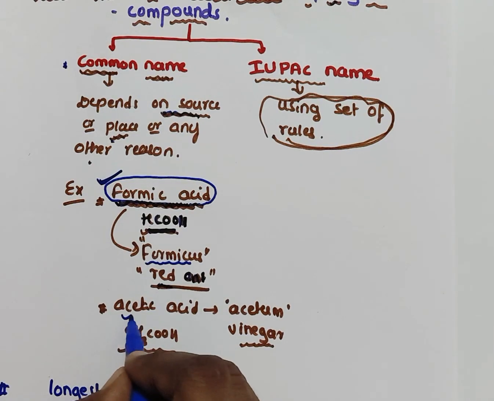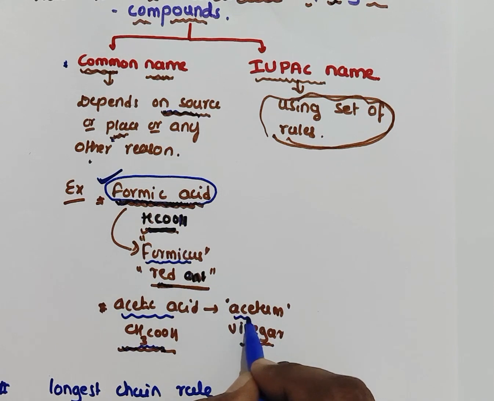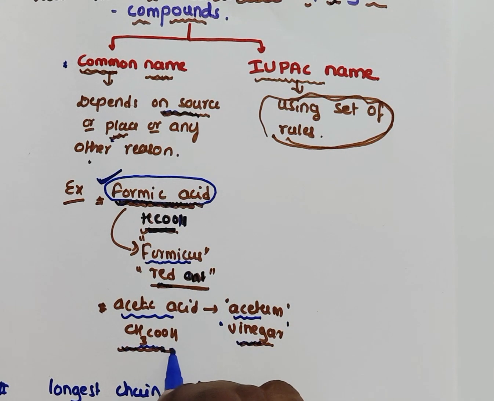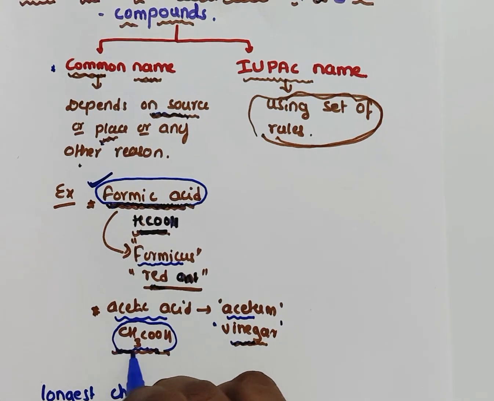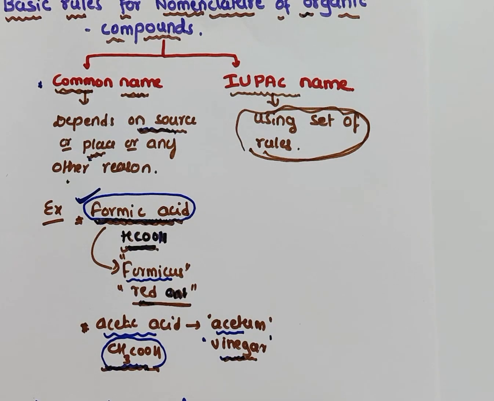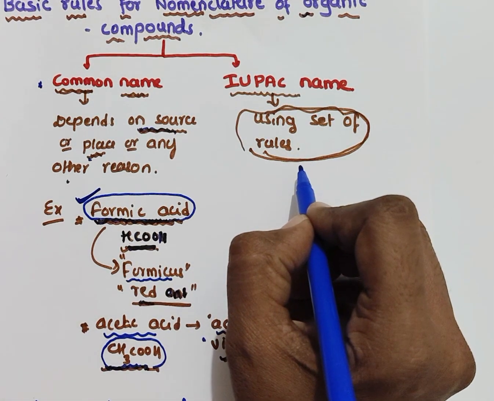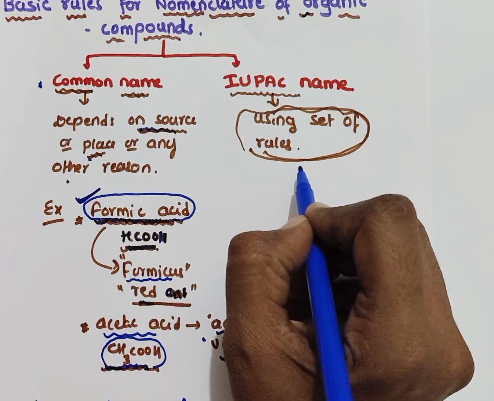Like that, the second example, acetic acid, CH3COOH. The word acetic acid is derived from the Latin word acetum, which means vinegar. So here this compound has the name acetic acid. This also depends on what? Source. So generally common names depend on source. In IUPAC name, by using a set of rules, we are going to name the organic compound.